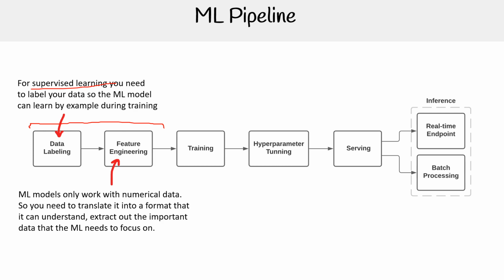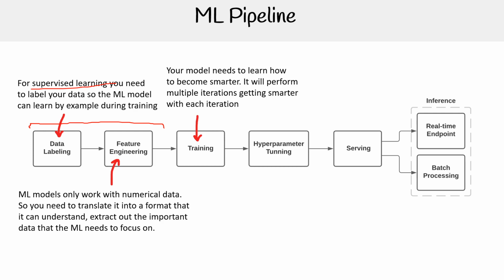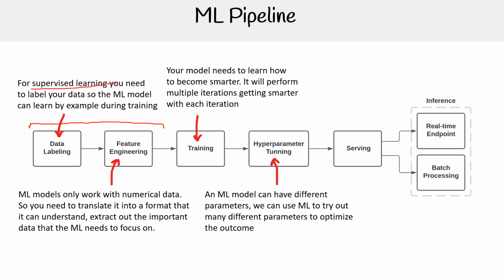Okay? Then there's the training step. So your model needs to learn how to become smarter. It will perform multiple iterations, getting smarter with each iteration. You might also have a hyperparameter tuning step here. But the ML model can have different parameters, so you can use ML to try out many different parameters to optimize the outcome. When you get to deep learning, it's impossible to tweak the parameters by hand, so you have to use hyperparameter tuning.